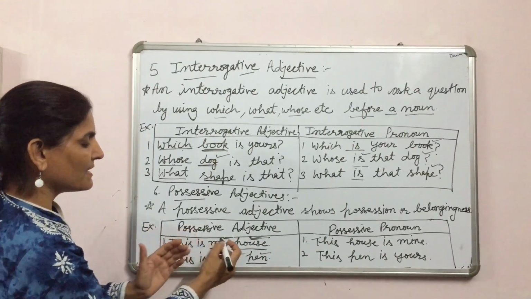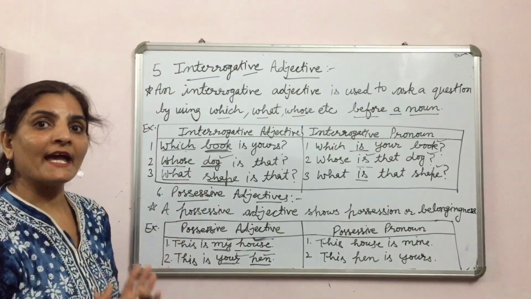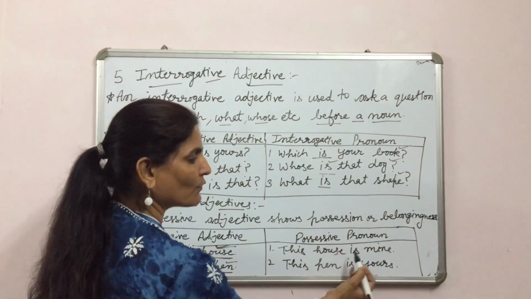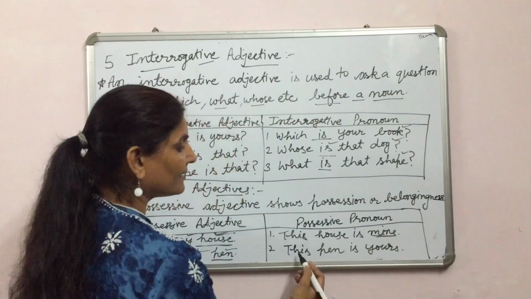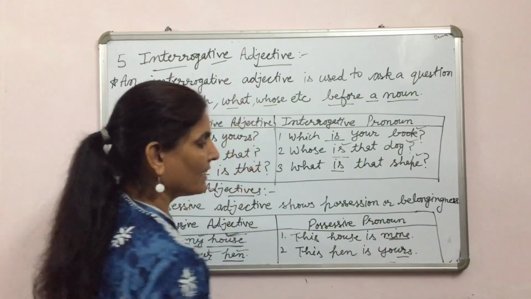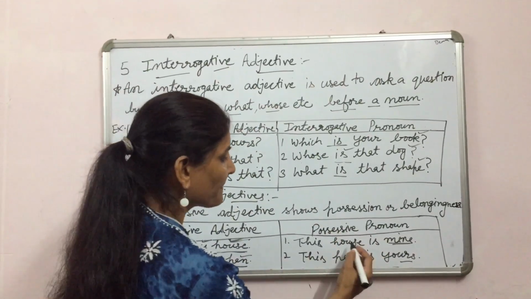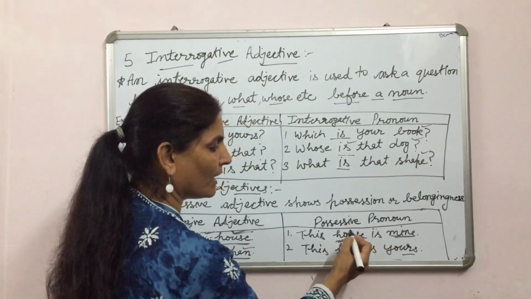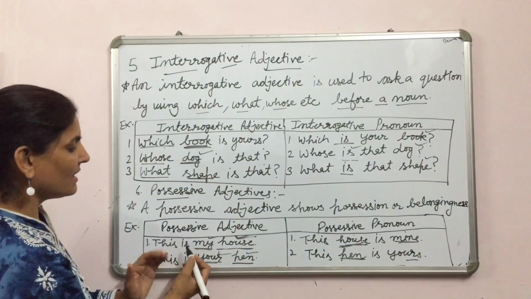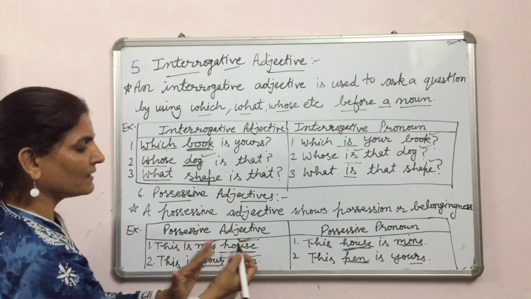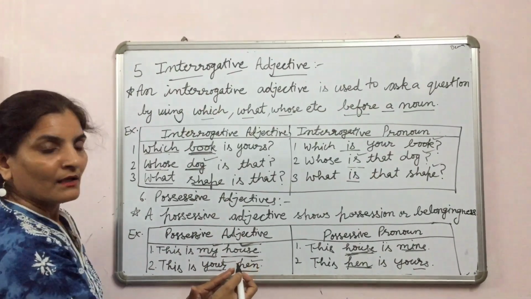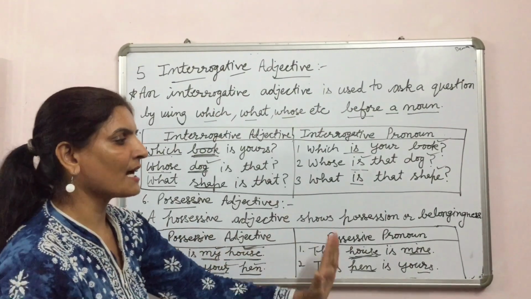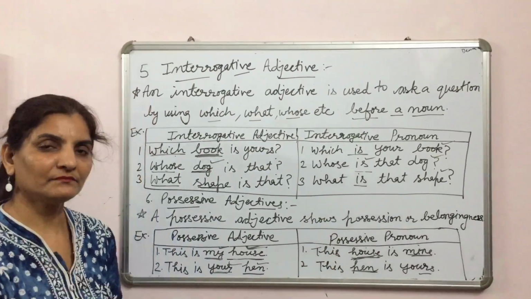But these words are used as possessive pronouns also. Let us see here. This house is mine. This pen is yours. But look at here. Here nouns are used before verbs, and in this sentence nouns are used after verbs. So these are possessive adjectives and these are possessive pronouns.